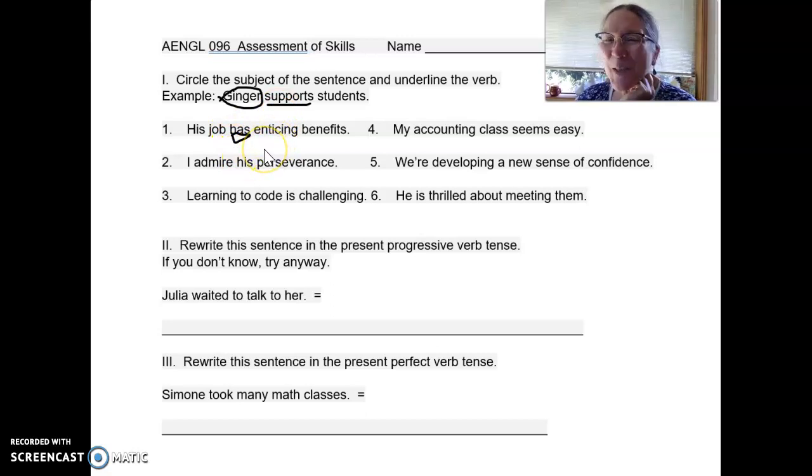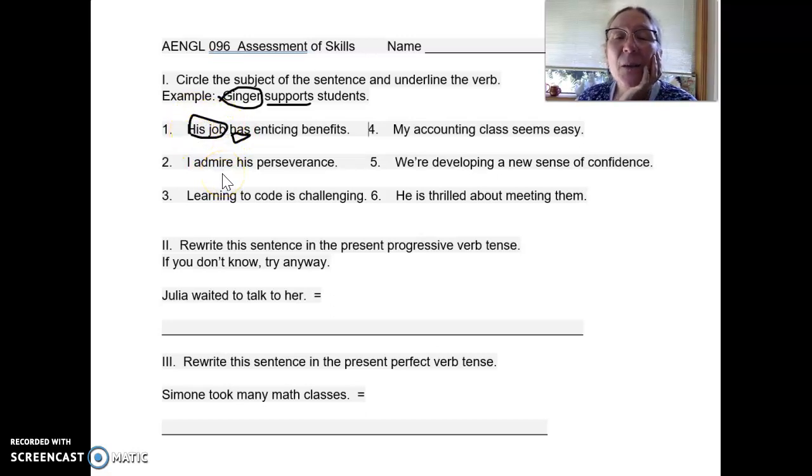It's an adjective. It's tricky, I know. It's describing benefits, enticing benefits. You can take it out and the sentence still makes sense. His job has benefits, but you can't take the verb out. Nope, don't take the verb out, please. Okay, now, has is the verb. So what has? When we look for the subject, we say what has? And the answer is his job. So I'm circling his job.